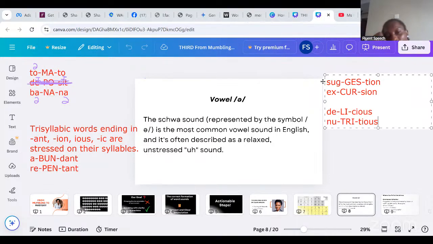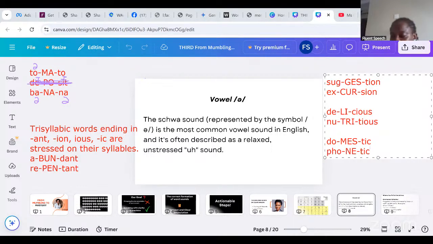And lastly, we have words with IC ending. So I can have the word domestic, not domestic. The letter O changes to a schwa, domestic. I can also have the word electric. In electric, I don't have a schwa. I can have phonetic. So I have a schwa in the first syllable, phonetic.